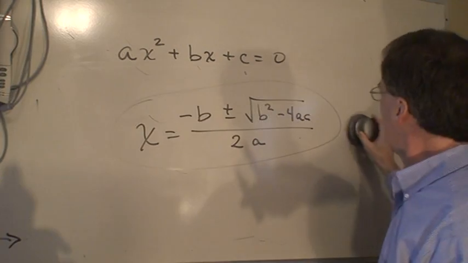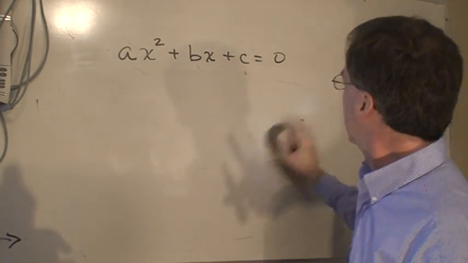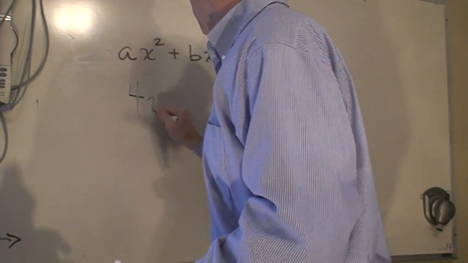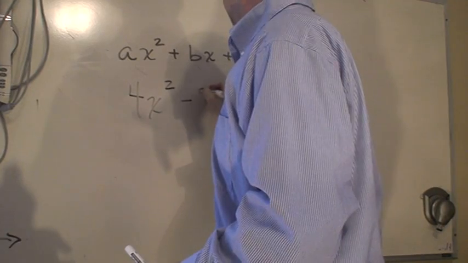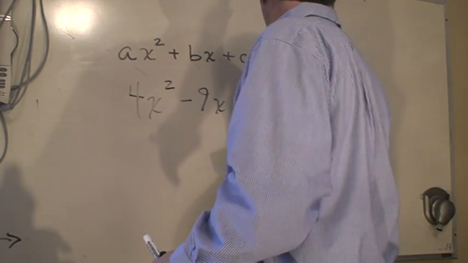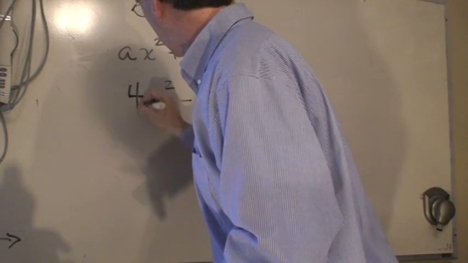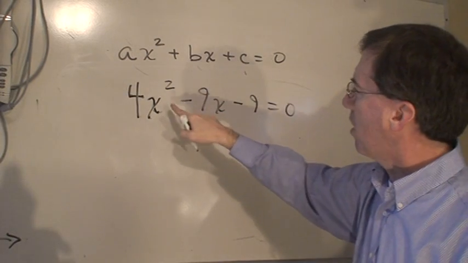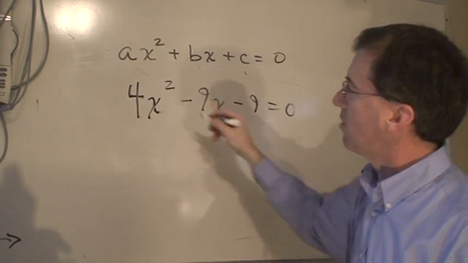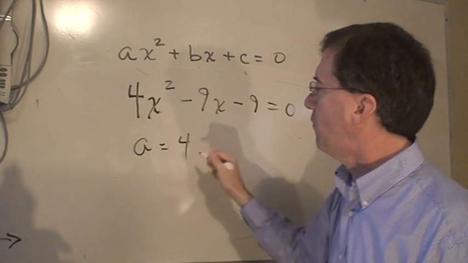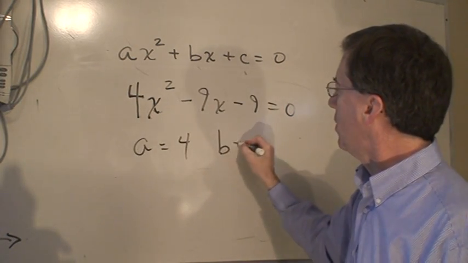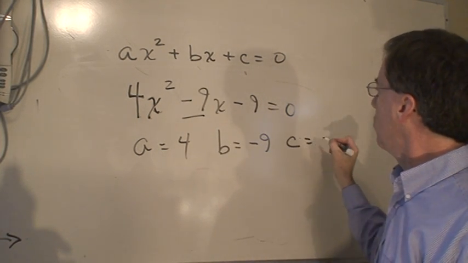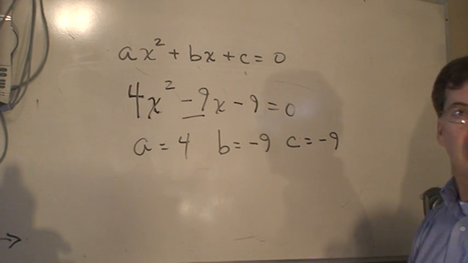All right, so I'm going to leave this up here to show you. Let's say I had 4x squared minus 9x minus 9 equals 0. So my a would be equal to 4. My b would be equal to negative 9 because it's got a negative sign. And my c would be equal to negative 9 also.